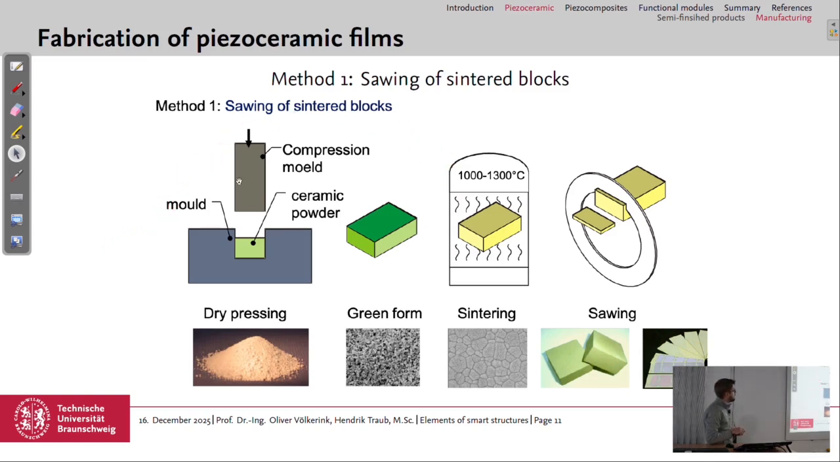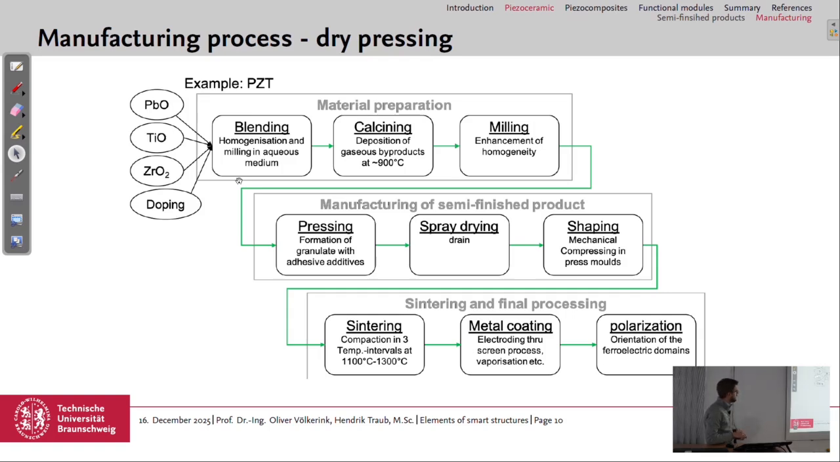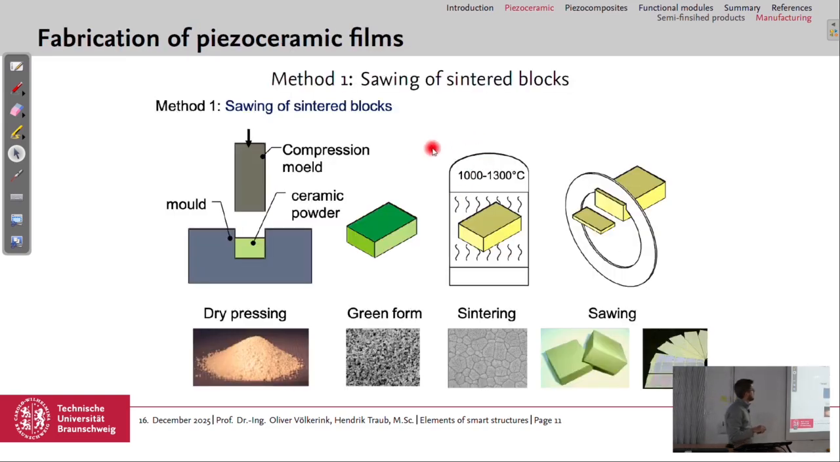Same process, starting from here, so not the material preparation but the manufacturing of the semi-finished product. You have the ceramic powder in a mold, then compress it. Afterwards you have the green body. The green body goes into the sintering process, between 1000 and 1300 degrees Celsius. And then you can, for example, cut thin plates from the green body, which you can then further use for building these transducers.